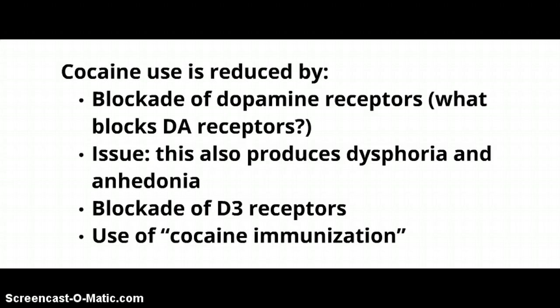What are some things that block dopamine receptors? Well, that would be like the antipsychotic drugs, but those aren't exactly fun to take. They make you feel lousy: dysphoria and anhedonia. That's like depression. And in the past, there's been a lot of press about cocaine immunizations, different things like the Prometa treatment. Things like that really haven't worked very well.